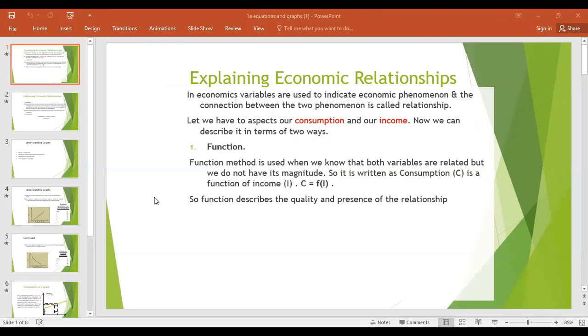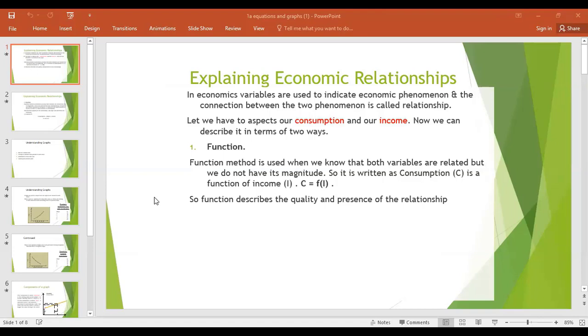Okay. So the measurable things are phenomena, things that are happening, and we'll measure them and convert them into variables. Measuring tools, I gave you a few examples: speedometer, thermometer, measuring tape, weight machine, counting the number of planes in the sky. The simplest is the count one. So in economics, variables are used to indicate the phenomenon, and the connection between them is called a relationship. How they relate to each other.